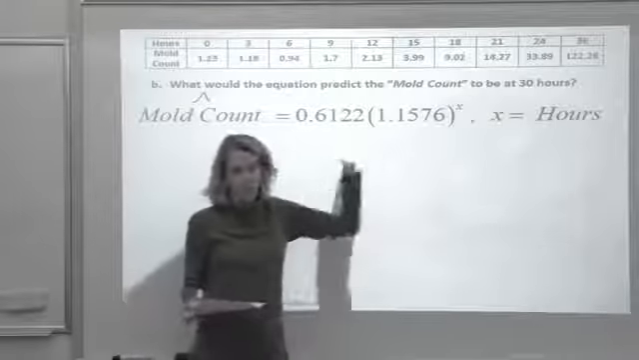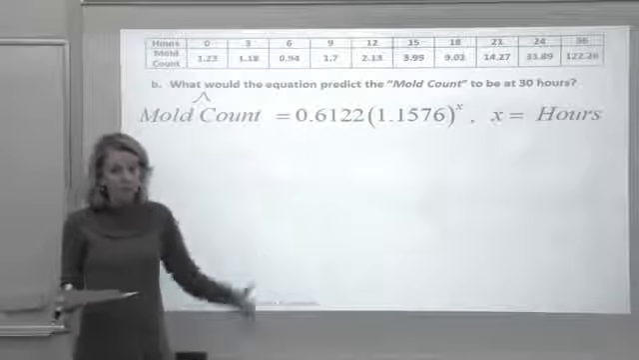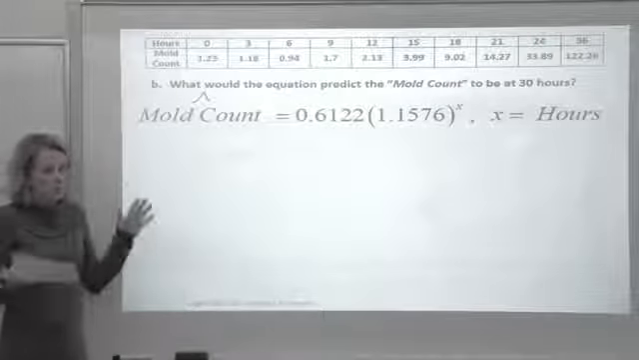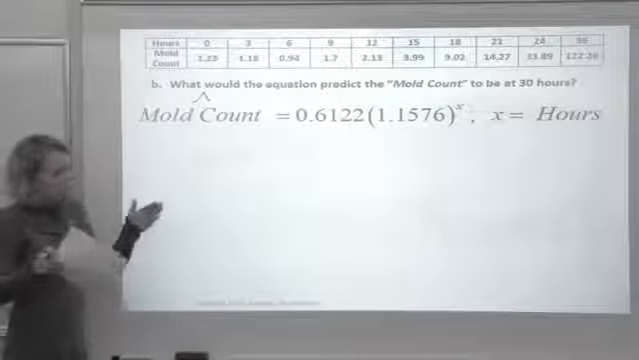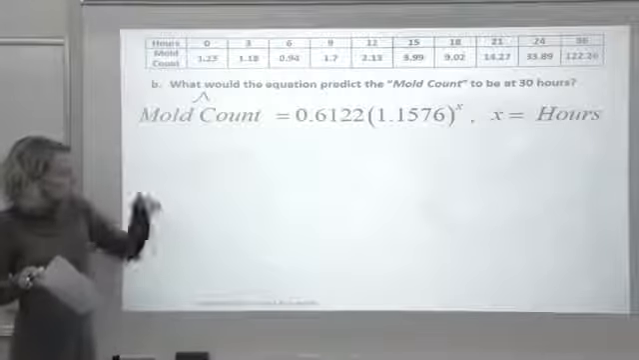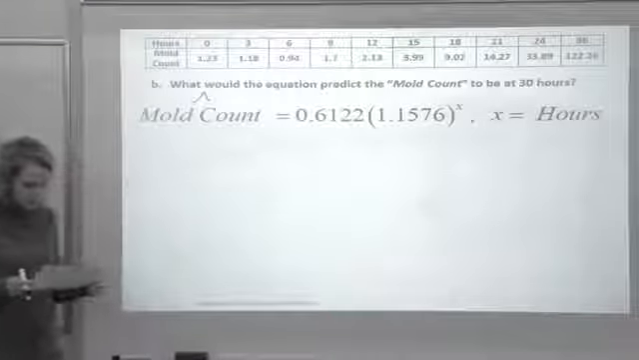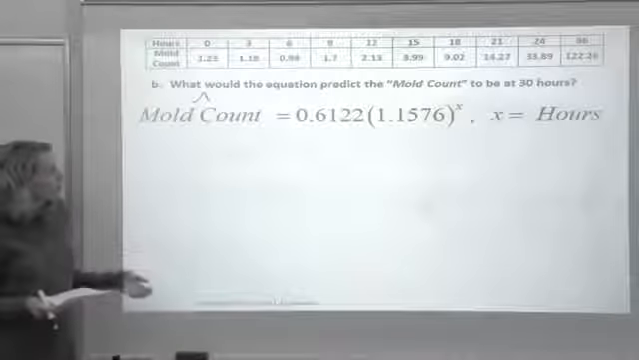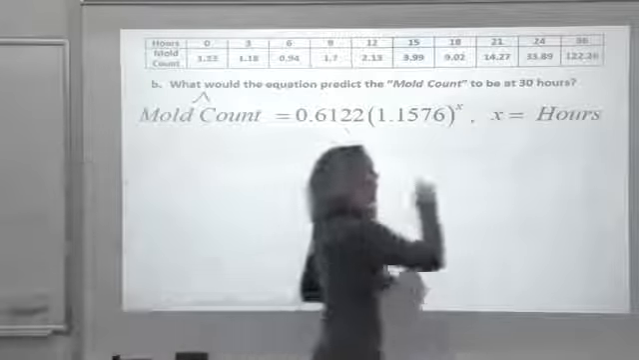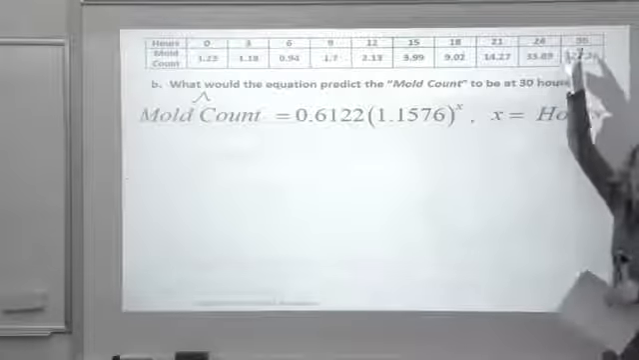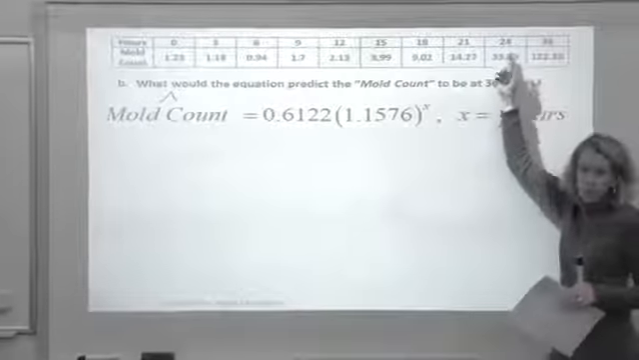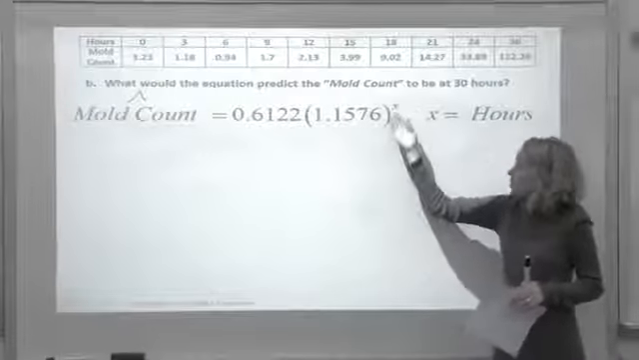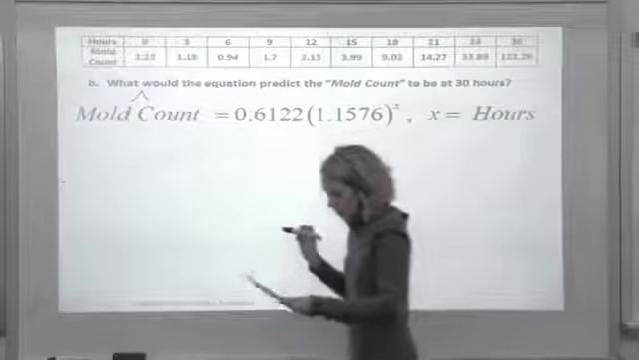If you look at that base b, it is a number bigger than 1. Since it's a number bigger than 1, that happens when we have exponential growth. If it's a number squeezed between 0 and 1, then we would have exponential decay. And we'd like to use this equation to predict the mold count at 30 hours. 30 hours is within the range of data that we have, so we're allowed to do that. That won't be extrapolation. And 30 hours is x, so all we have to do is plug in a 30 for our x variable here.